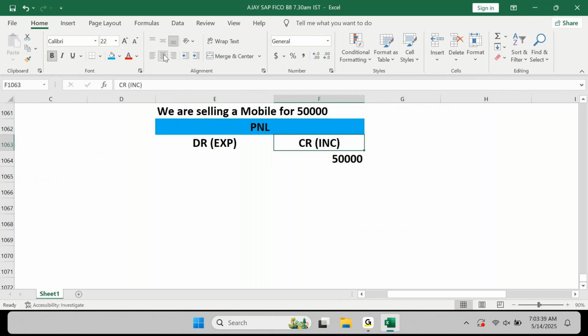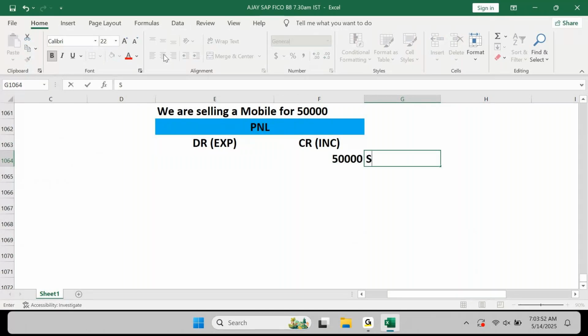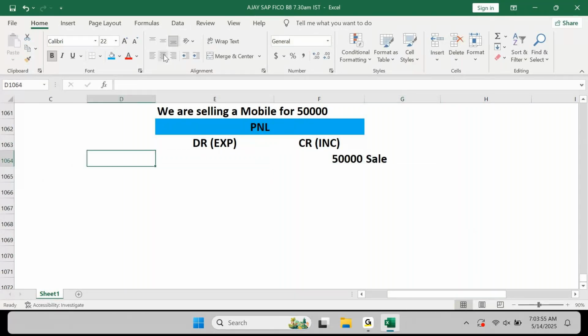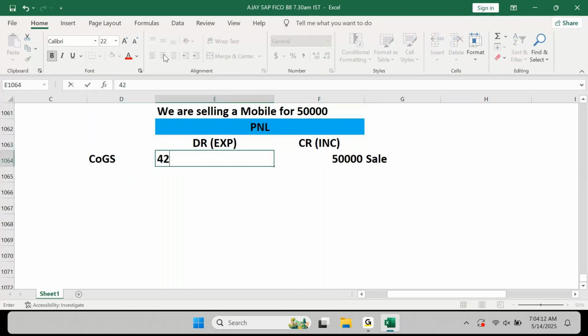Let's say 50,000 is my price. If I wanted to calculate my profit, do I need my cost or not? You need. This is my sale and this is my cost. What cost do I need? I need cost of goods sold. I sold one mobile phone for 50,000. What does this mobile phone cost me? This may be costing me only 42,000. Possible?